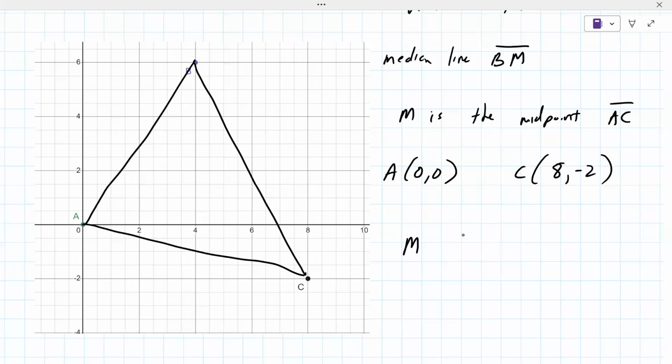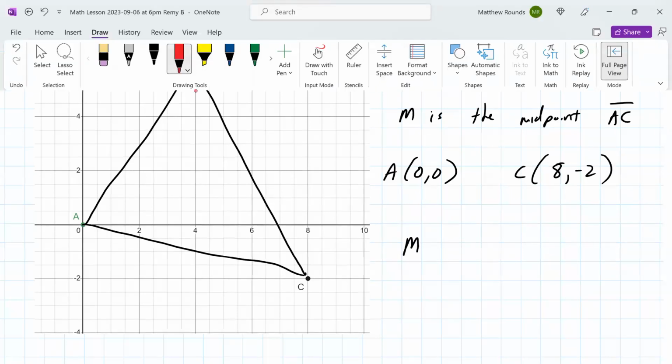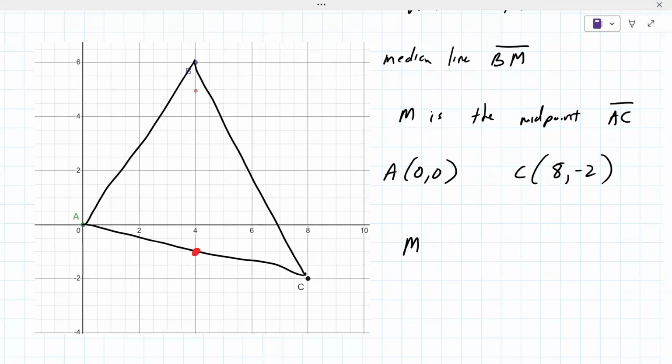X1 plus X2. With 2 and -2 divided into 1, -1. Yeah. Okay. Would it be 4, -1? Right. Yeah. So I've labeled that on the graph.